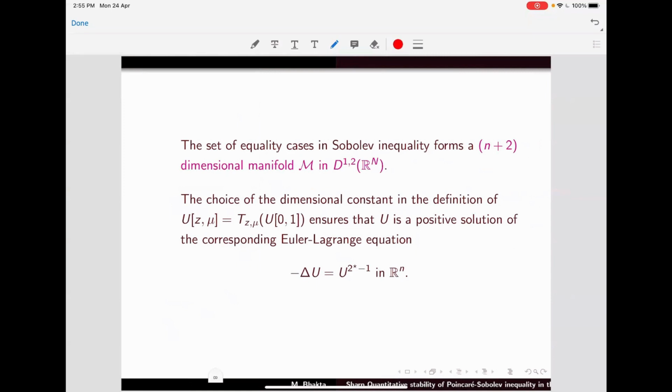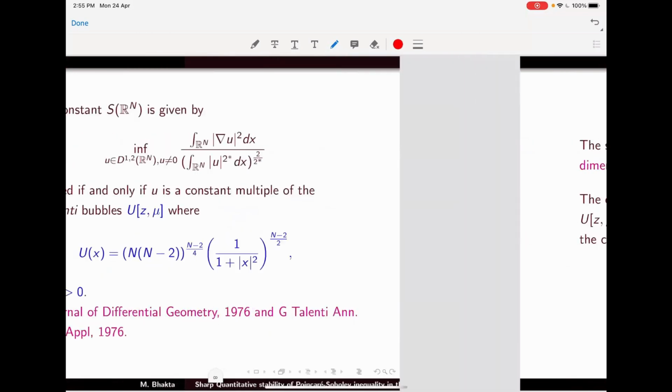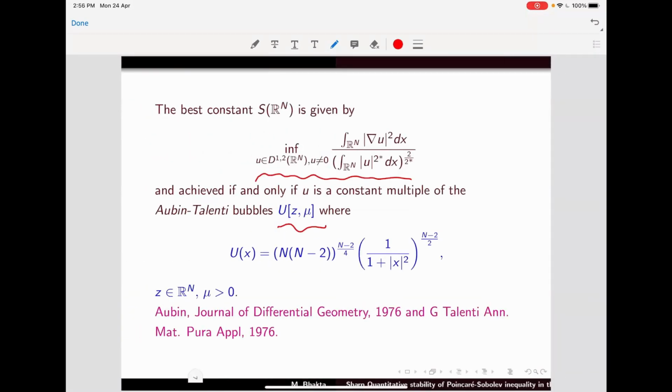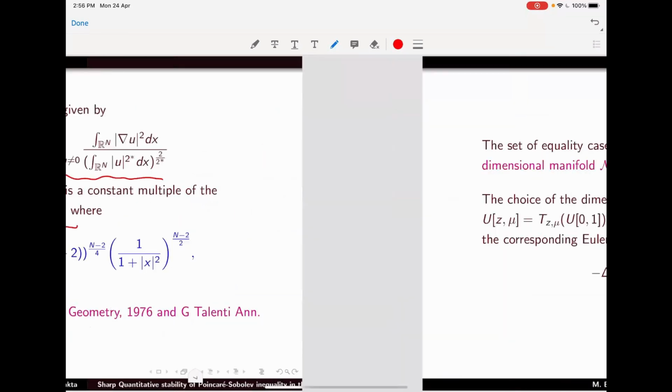Now, from here, what we can observe is the set of equality cases for the Sobolev inequality. I mean, we are interested in the extremal functions for which the Sobolev inequality becomes an equality. The extremal functions form an n plus 2 dimensional manifold in D^{1,2}(R^n). Roughly, you can see the n plus 2 from here: z runs in R^n, so you get n dimensions. Mu is a one-dimensional scalar, and then there is a constant. So from here you can get the idea of where this n plus 2 comes from.